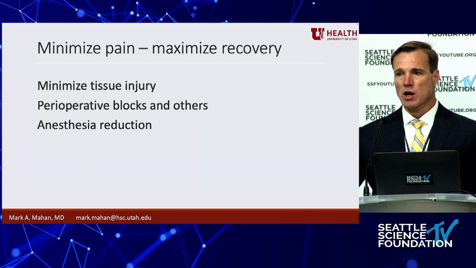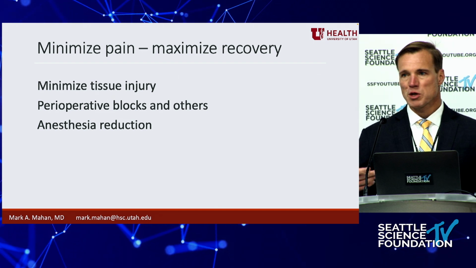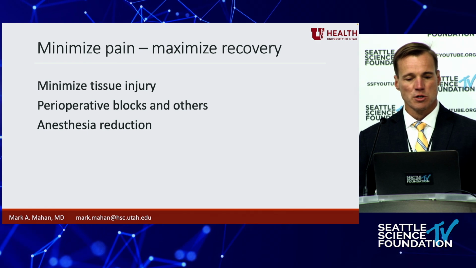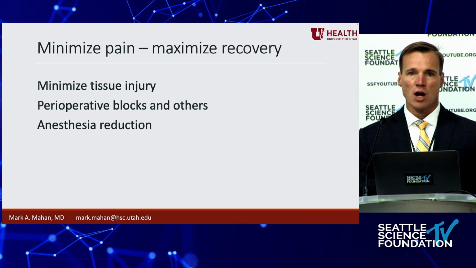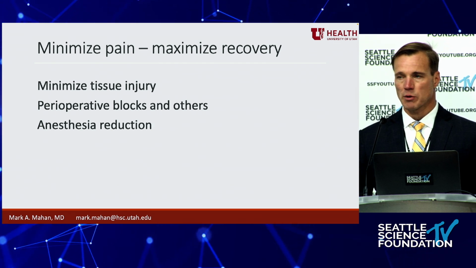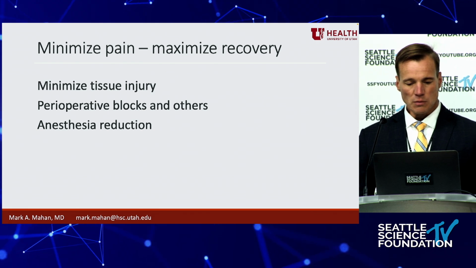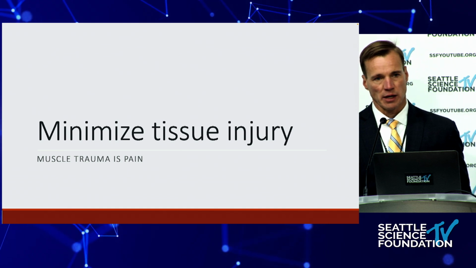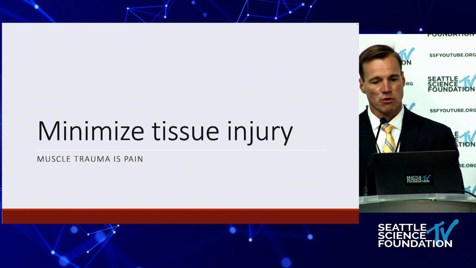The most important part is that we're going to try to minimize pain with our surgery so we can maximize our recovery. And the three things that I think about when we're trying to maximize our recovery is to minimize the tissue injury that's involving our adjuvants so that the postoperative pain is minimized, and then we're also going to try to reduce the anesthetic burden that's involved with our spine surgery. And so muscle trauma is the pain. That is the first and foremost. And so the ways we're going to try to do that is to minimize our footprint.